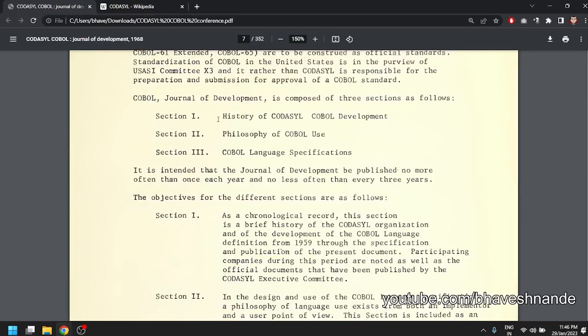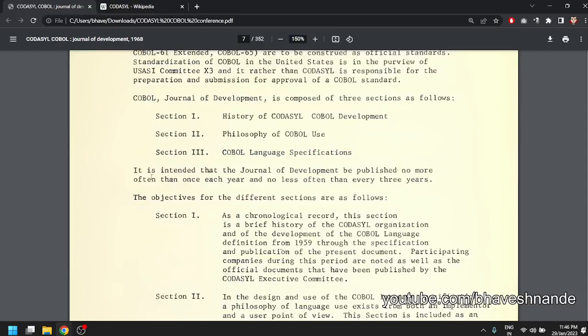COBOL Journal of Development is composed of 3 sections as follows. So this book is divided into 3 sections, it says. First section is History of CODASYL COBOL Development. So what happened till now. Section 2 is Philosophy of COBOL use. So why is COBOL in use and why to use it. And section 3 is the language specifications, which would probably detail the syntax and the semantics of the language.